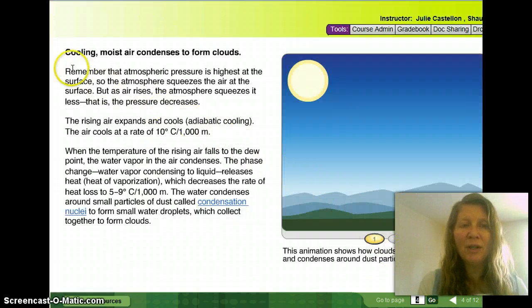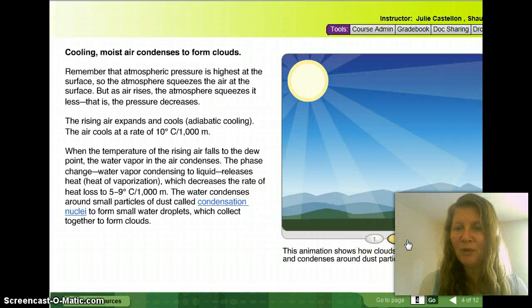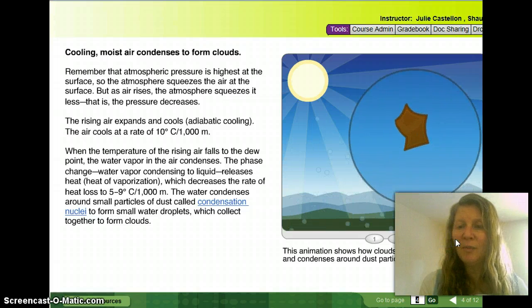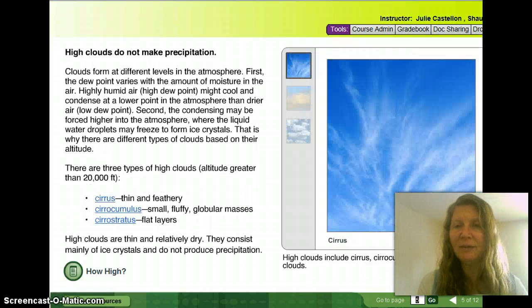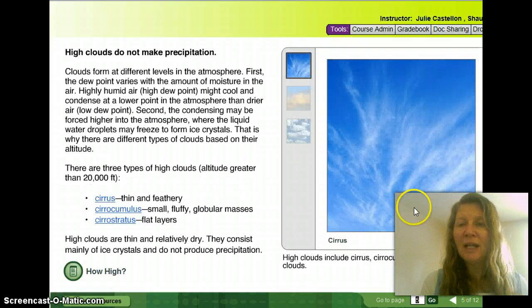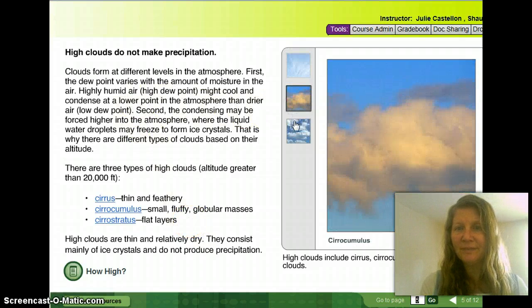Next, you want to recall that cooling moist air condenses to form clouds, and there's this wonderful animation that you want to review that shows you the radiant energy from the sun heating up bodies of water in the earth and soil, and cloud formation forming around nuclei. Remember, high clouds do not make precipitation. And the link I gave you from NOAA gives you a brief Latin lesson on what cirrus, cirrocumulus, and cirrostratus actually stand for. This is an example of high clouds.